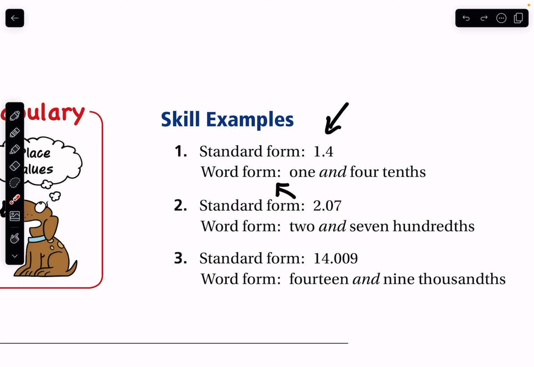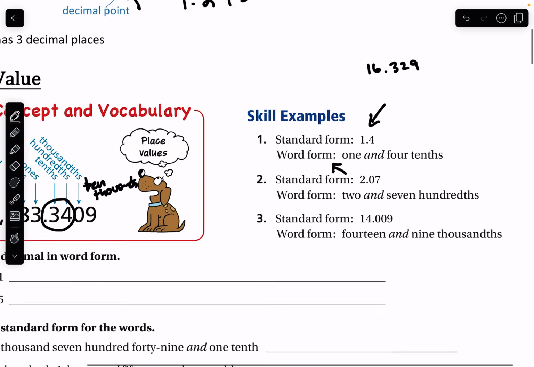For example, if I have 16.329, I don't say 16 and 3 tenths, 2 hundredths, 9 thousandths. I say 16 and 329 thousandths. So you read it, but you only use the last place value.